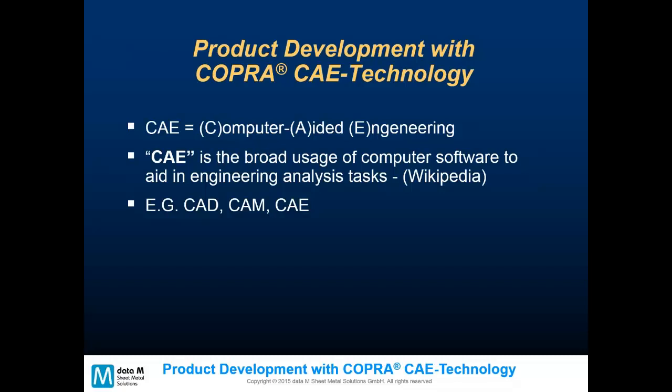So firstly, what is CAE? CAE is computer aided engineering, and as you can see here, the Wikipedia definition of that, it's the broad usage of computer software to aid in the engineering of analysis tasks. For example, CAD, computer aided design, computer aided manufacture, are all elements of computer aided engineering. Now, these are just a few, of course.